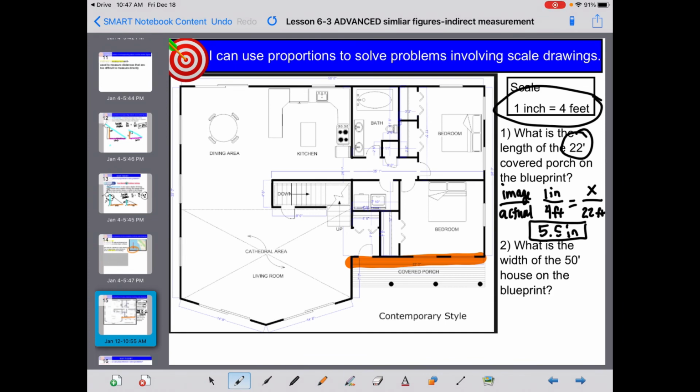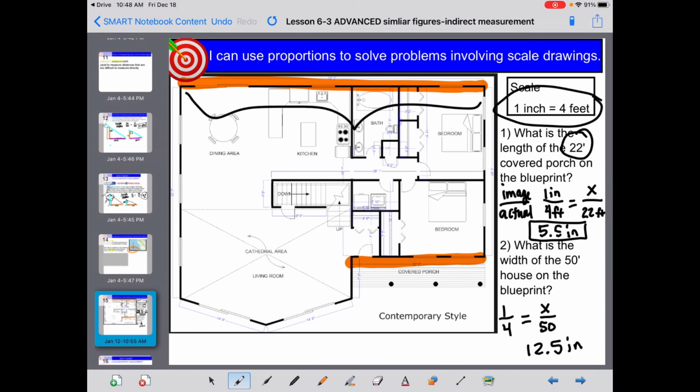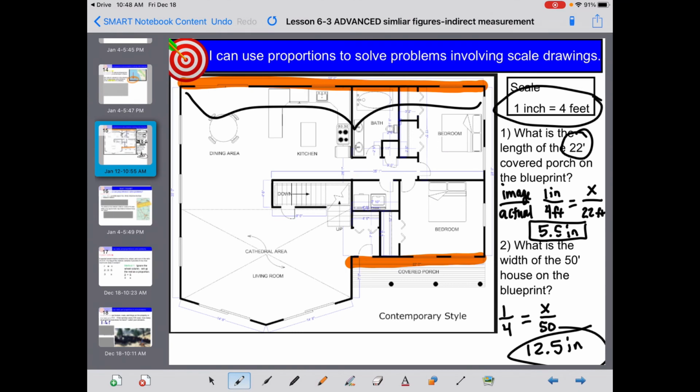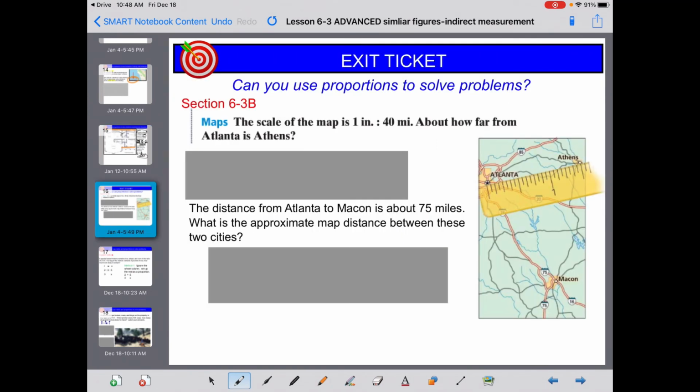All right, what is the width of the 50-foot house on the blueprint? So the entire house, right here, from one end to another, is 50 feet. So how many inches is that? I can show you. 1 inch is 4 feet, equals x over 50 feet. And then you solve it. And you get 12.5. So it's 12.5 inches. If you would measure it with a ruler, that distance is 12.5 inches on the scale drawing.